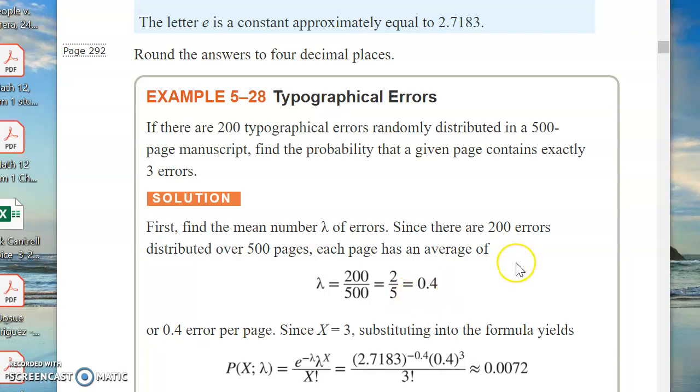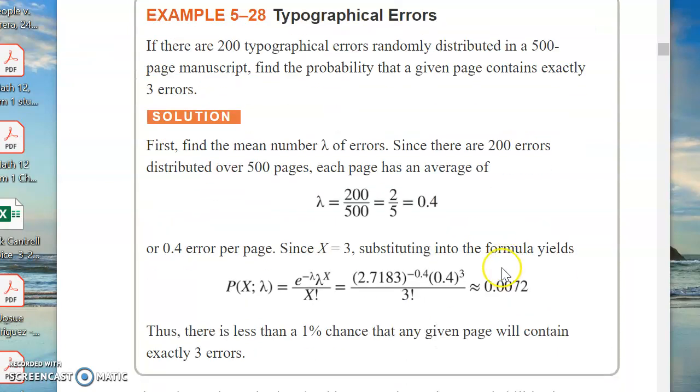So there's 0.4 errors per page. And just like we've talked about before, obviously you can't have 0.4 errors. It's an error or it's not an error. However, this is an expectation, so it's okay to have something for the mu. It's okay to have the expected value be something that cannot be a real value. That's perfectly okay. That's a theoretical value.